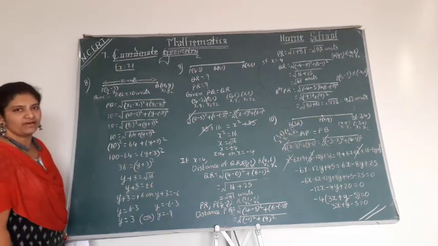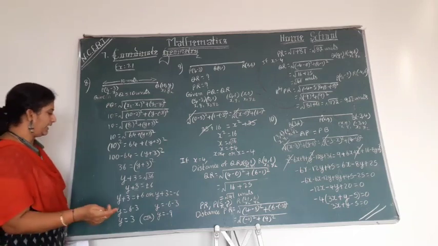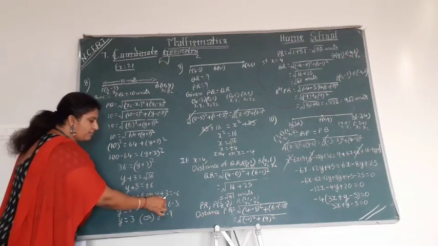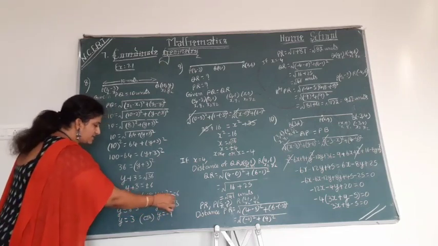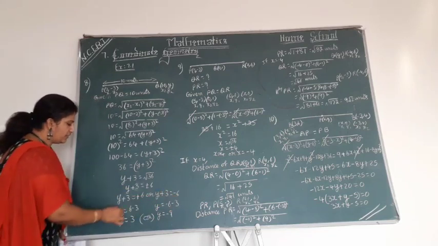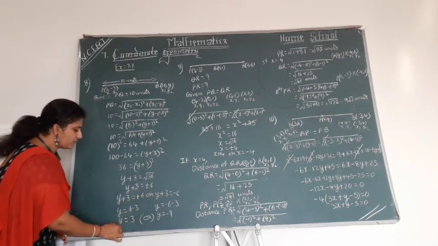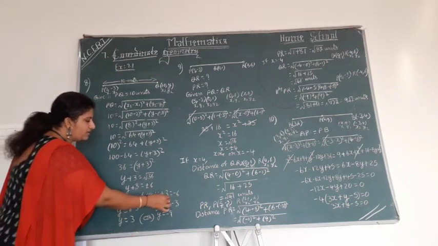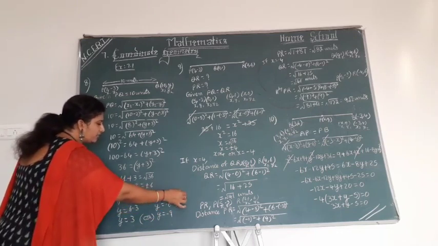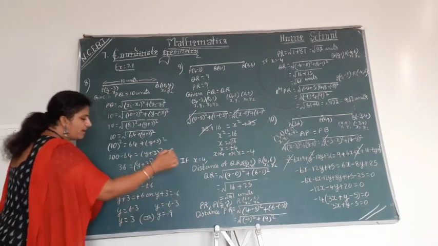Every root will have a simplified value that is both positive and negative. y + 3 is equal to plus 6 or y + 3 is equal to minus 6. Both values we have to consider. First let's do the plus 6 value. y + 3 = 6, bring this to the other side, 6 minus 3, y is equal to 3. And here y + 3 is equal to minus 6. If you bring 3 to the right hand side, minus 6 minus 3, y is equal to minus 9.